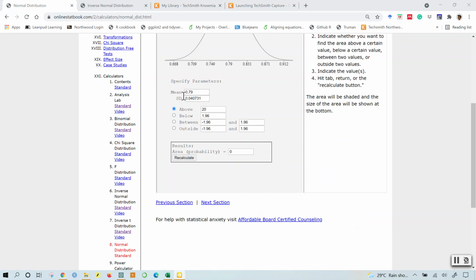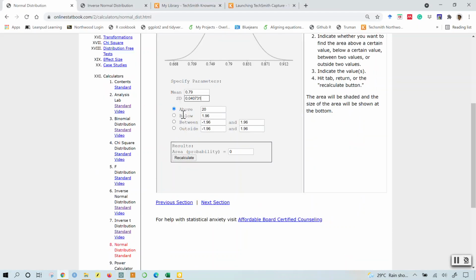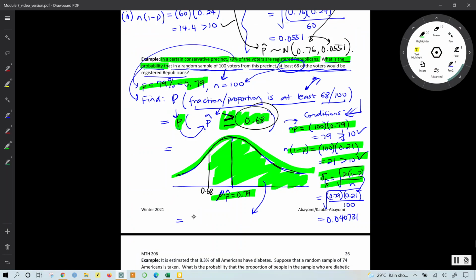So here on the screen, I've keyed in the mean and the standard deviation, and I'm interested in the area above 0.68. So going back here, we go to above 0.68, and I have the value of the probability, which is 0.9965. So that will be my final answer, 0.9965. Done. This is the probability that the proportion is at least 68%.